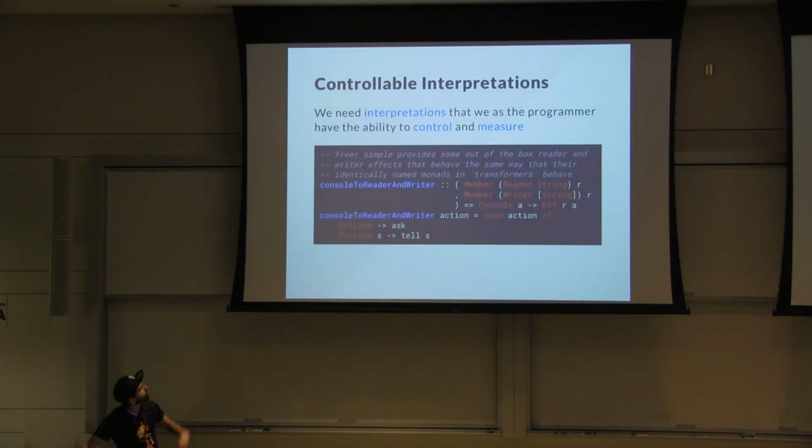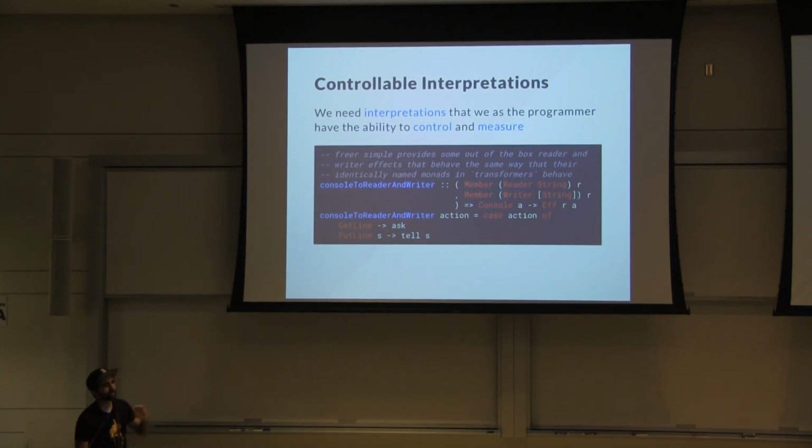So we need controllable interpretations. We need to be able to control the inputs and measure the outputs. In this scenario, if you think about it, this is really just one reader effect and another writer effect. So armed with that, in the getLine case, we might want to ask the environment in the sense of reader. And in the putLine sense, we want to just emit it to our writer effect.